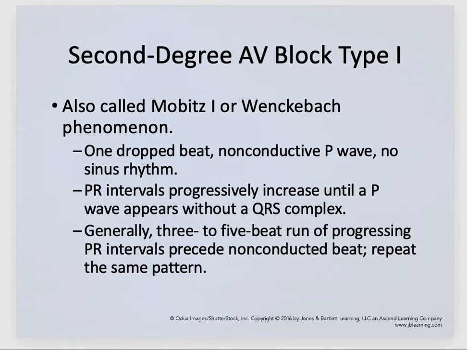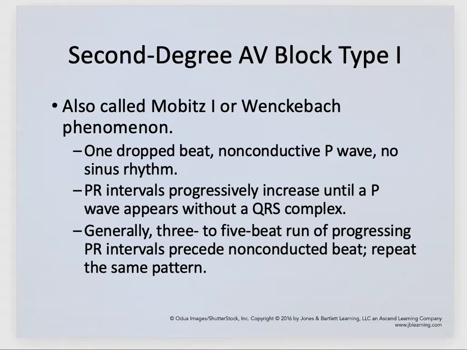So when you think about a second degree type 1, I love to use the word Wenckebach, and you'll see in a minute. When we have a Wenckebach, what happens now is we have a dropped beat. So it's pretty apparent when we look at the EKG. You have a non-conducted P wave. This is not sinus rhythm. What happens is the PR intervals progressively get longer and longer and longer until a QRS is no longer there. So Wenckebach means the PR interval is not all the same.